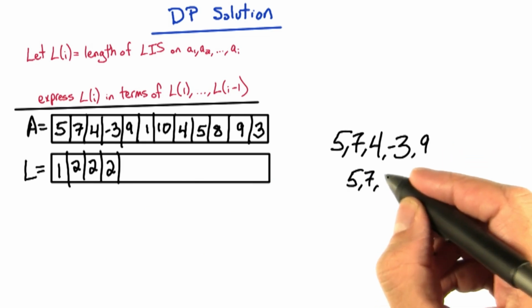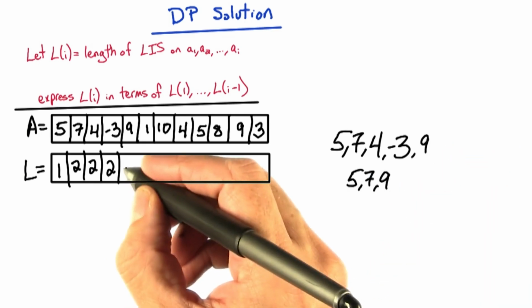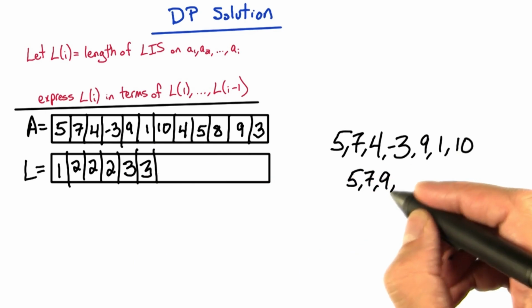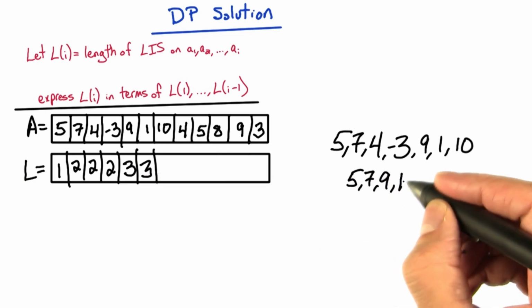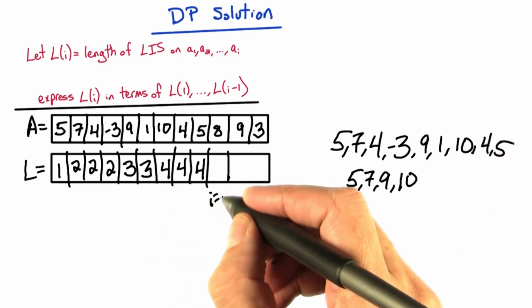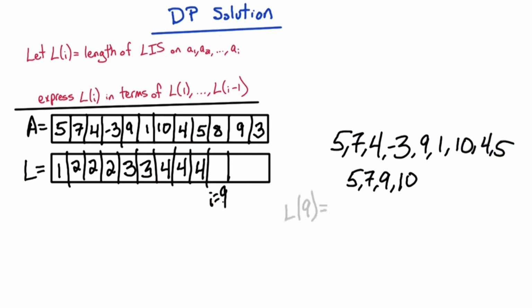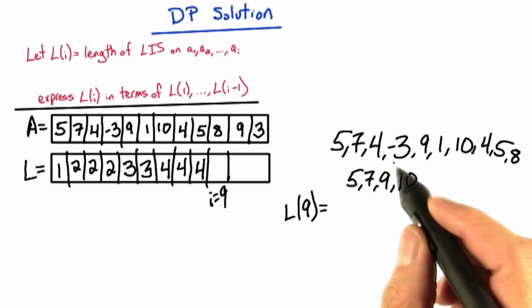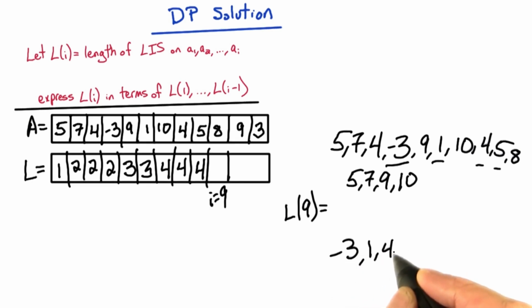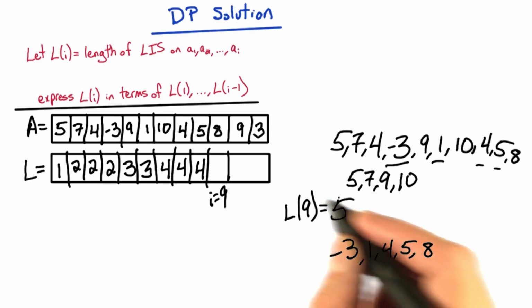For 9, we can append it on to the longest solution. We get a length 3. With 1, it stays 3. When we add on 10, we can append 10 onto the longest solution. We get length 4. Now let's pay attention to the case i equals 9. What is L of 9? Well, we cannot append 8 onto the end of this current longest solution. But in fact, there's a different solution, minus 3, 1, 4, 5, for which we can append 8 on to the end, and we get a solution of length 5.